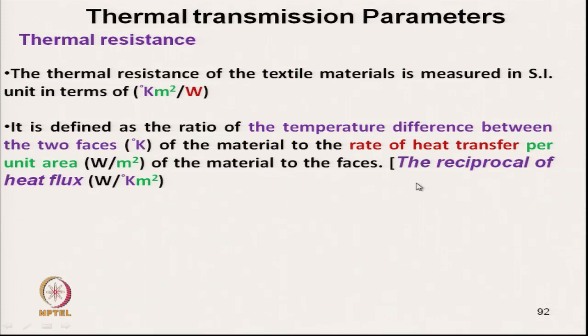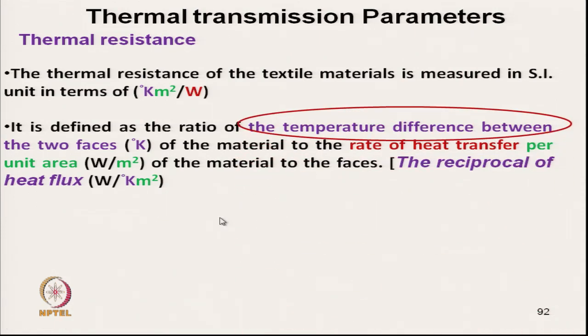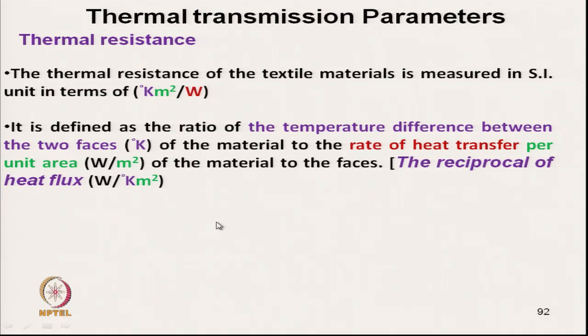The reciprocal of heat flux is the thermal resistance, and heat flux is measured with the unit of watt per square meter per degree Kelvin. So, the ratio of the temperature difference between two phases and the rate of heat transfer per unit area is basically the thermal resistance.